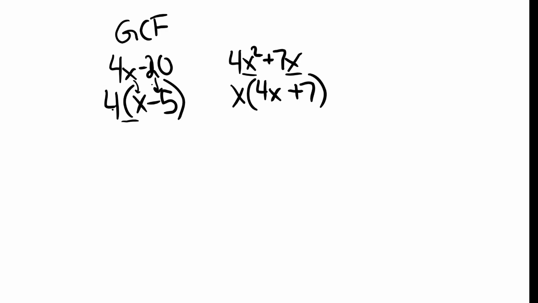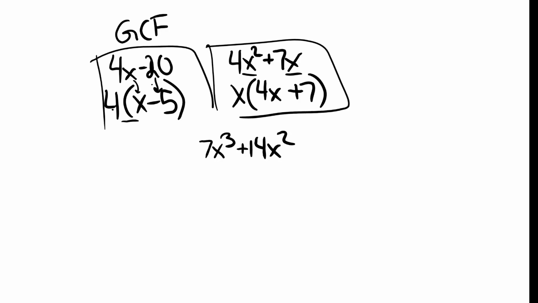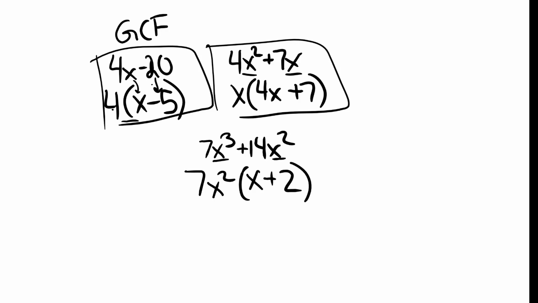We can throw a little bit more into this. What if we have something like 7x cubed plus 14x squared? What goes into both 7 and 14 is 7. What goes into x cubed and x squared is actually an x squared, so I've got to take out 2 x's because that's the minimum number in both of my terms. And what I'm left with in the first term is x. What I'm left with in the second term is a 2. And that's it.